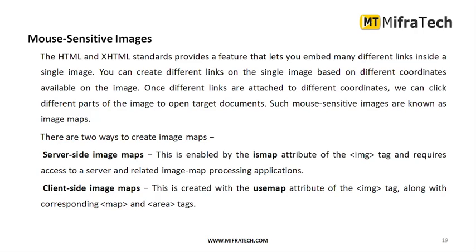There are two ways: server-side image maps and client-side image maps. Server-side image maps are enabled by the ismap attribute of the image tag and require access to a server and related image map processing applications. Client-side image maps are created with the usemap attribute of the image tag along with the corresponding map and area tags.